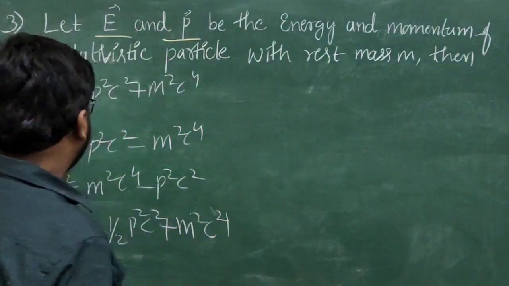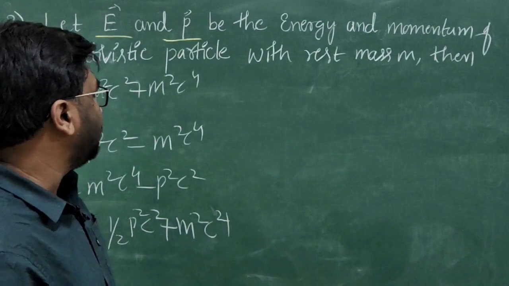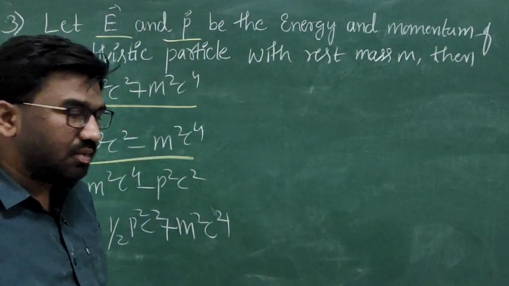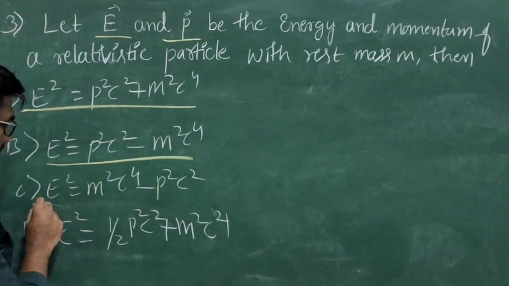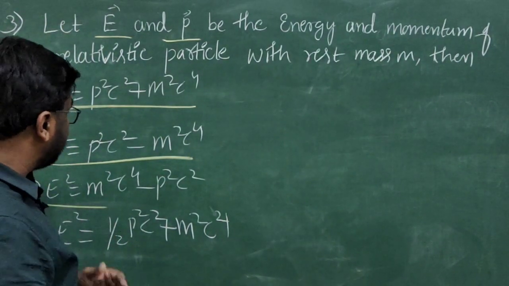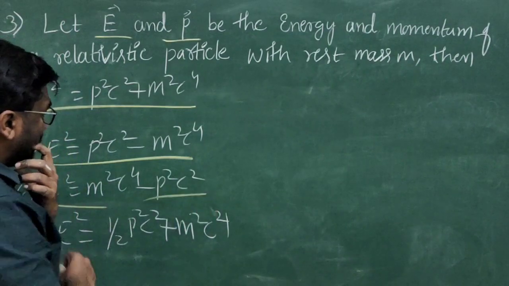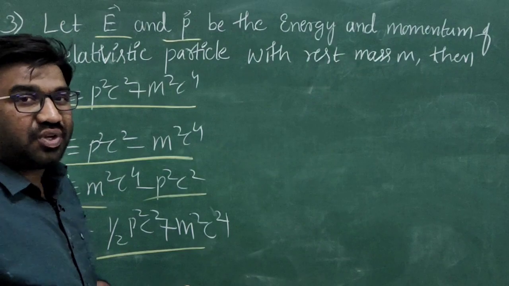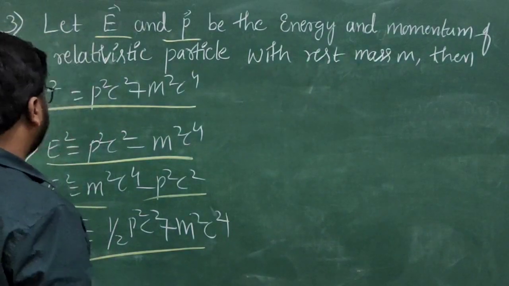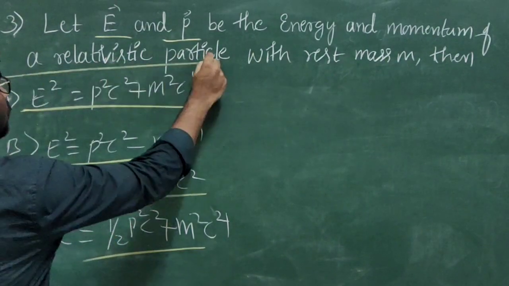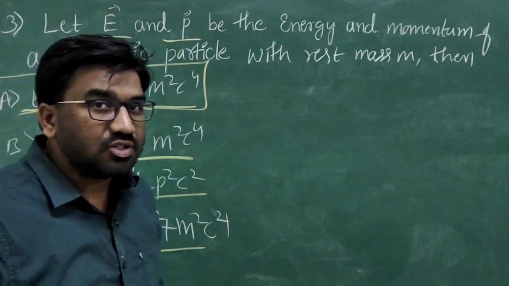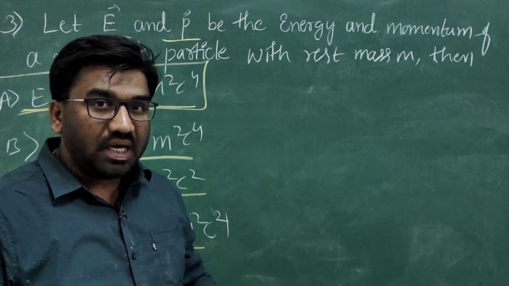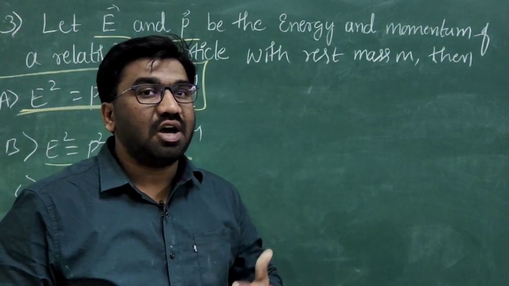So that is E square is equal to P square C square plus m naught square C power 4, and E square is equal to P square C square minus m naught square C power 4, and E square is equal to m square C power 4 minus P square C square, and this. So by seeing these equations we can easily answer that. We know that E square is equal to P square C square plus m naught square C power 4 is the energy expression for a particle which is moving with a velocity of light.